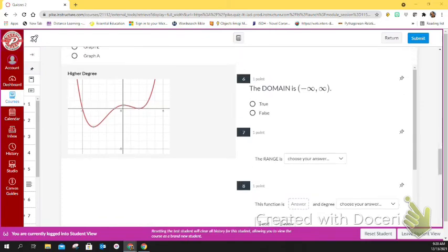So for question number 6, is the domain all real numbers? That's yes. Everything that we have studied this semester except for a square root has a domain of all real numbers. So the domain is all real numbers. That is true.